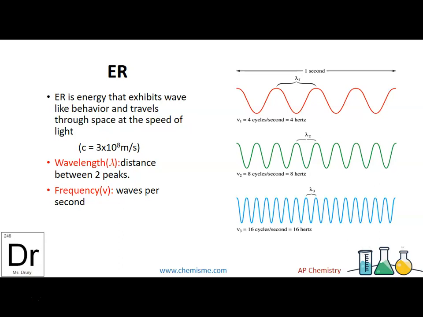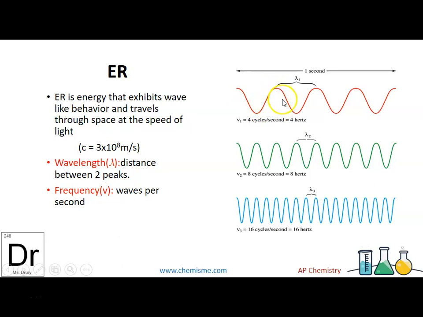So electromagnetic radiation is energy that exhibits wave-like behavior and travels through space at the speed of light. The speed of light is written on your reference table as c, and its value is 3 × 10⁸ meters per second. Because there are different types of energy, they have different wavelengths and frequencies that would govern the same speed. So if you look at the picture on the right, this is all going to travel in 1 second.